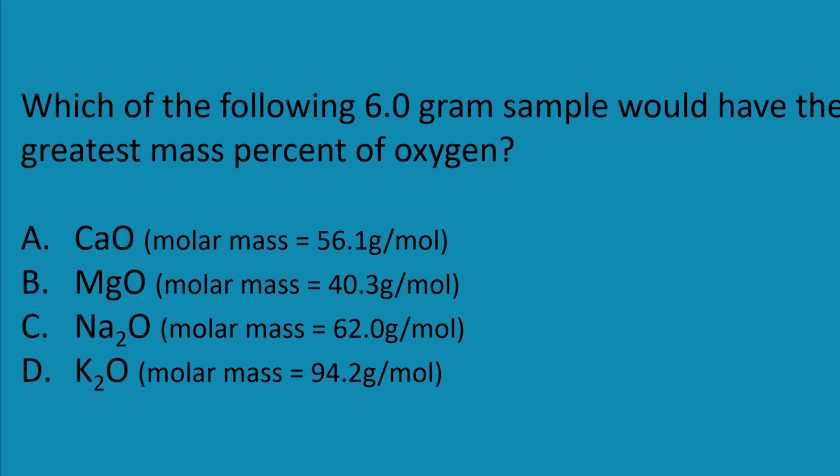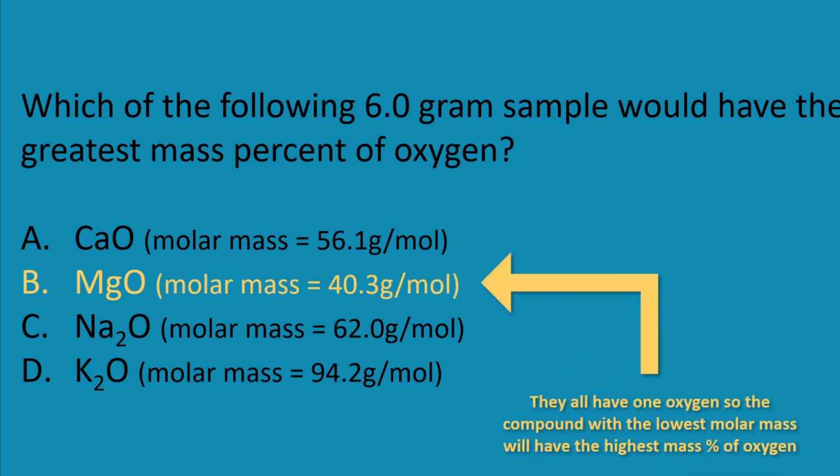Now, if we look, all of these have 1 oxygen in them, and we're given the molar mass. So if each of those have 1 oxygen, we know the mass of oxygen in each of these compounds is going to be 16. So if you want to find the one with the greatest percent mass of oxygen, you would find the one with the lowest molar mass.